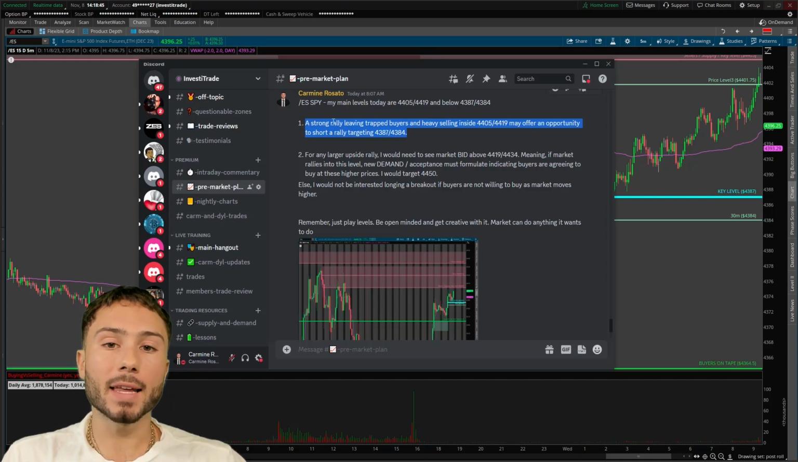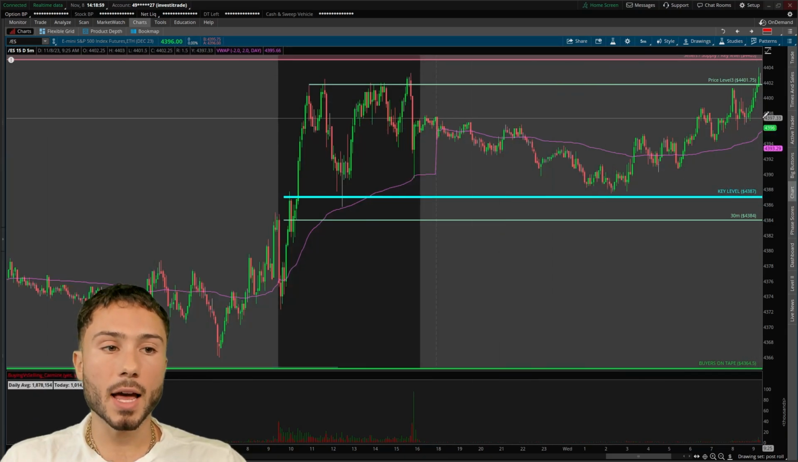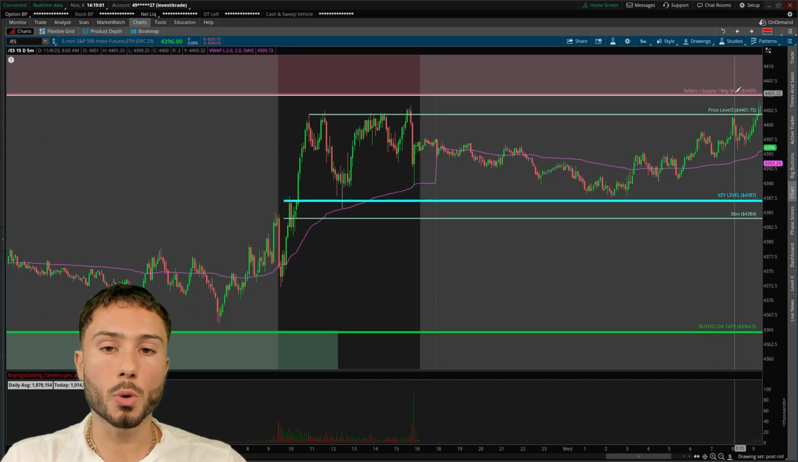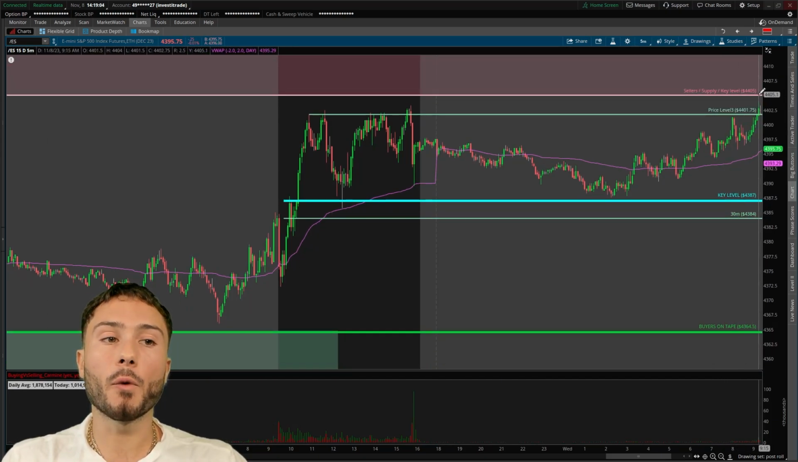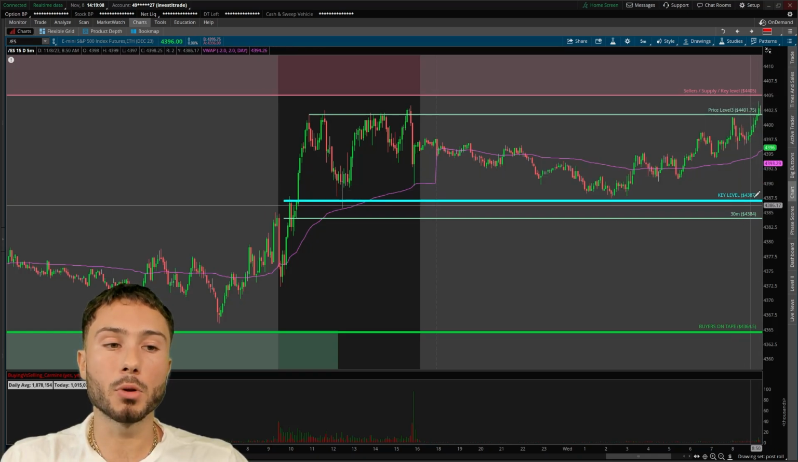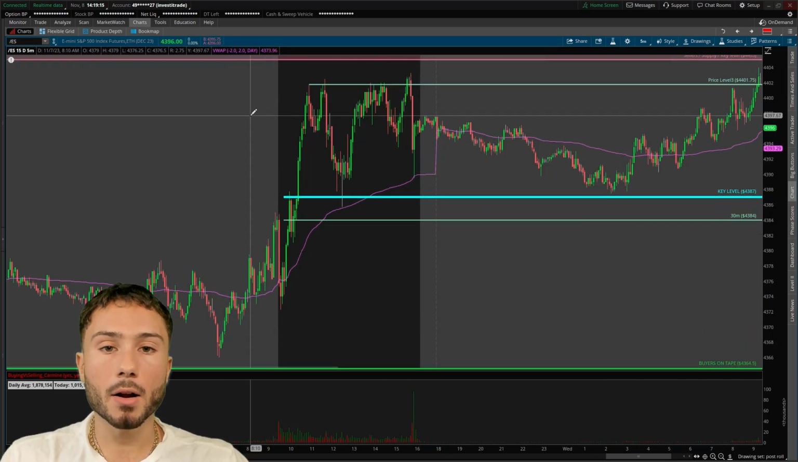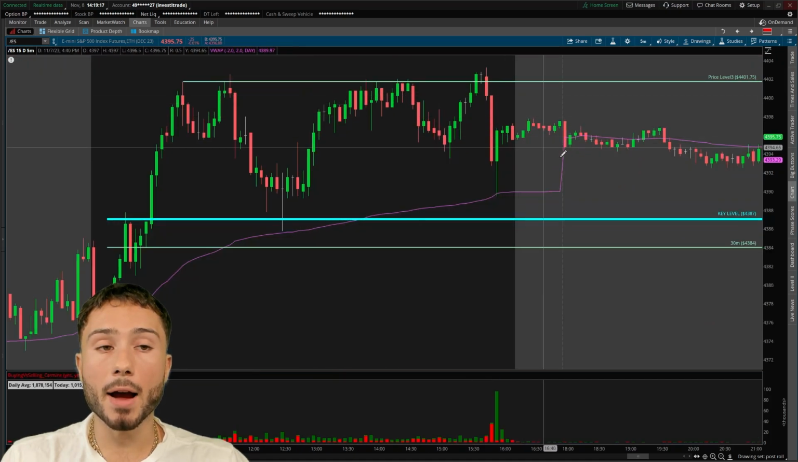A strong rally leaving trapped buyers and heavy selling inside 4405 may offer an opportunity to short a rally targeting 4387 on the S&P 500's futures chart. And what this looks like on a chart was essentially I was looking to short a rally inside of this 4405 level if the buyers can become trapped, targeting this blue line down here, which is a pre-market low at 4387. Now, the reasoning for this was the day prior, that resistance level from where those trapped buyers formulated.